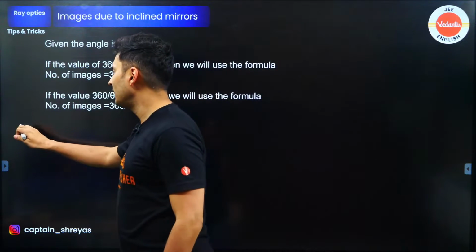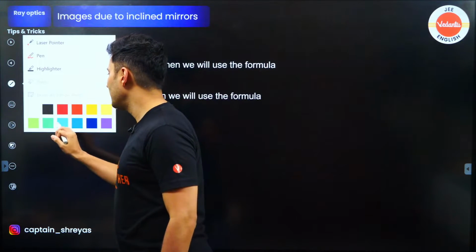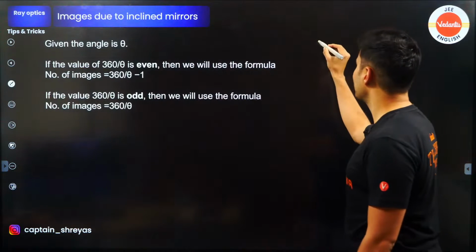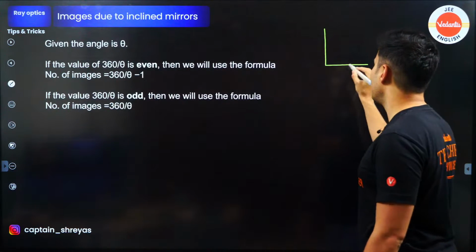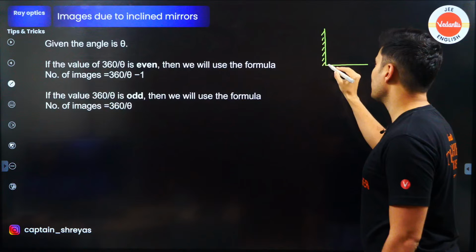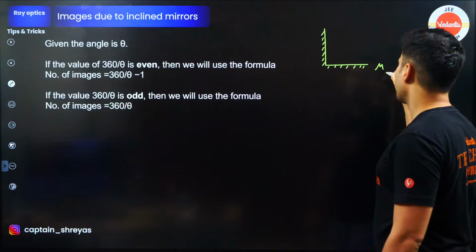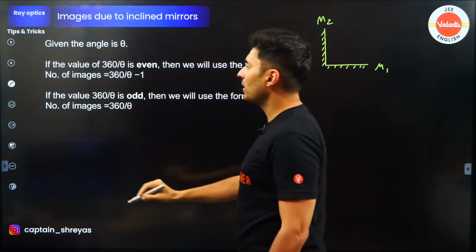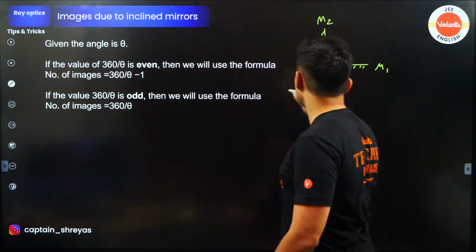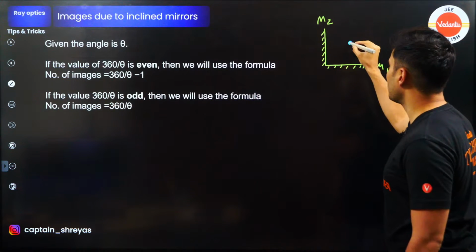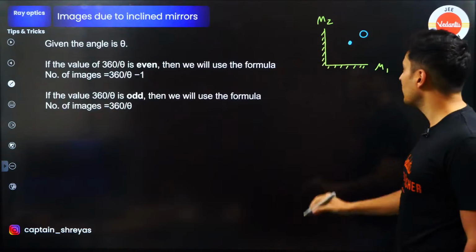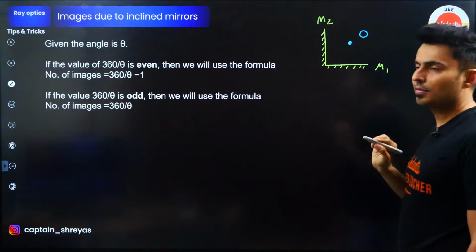For example, my dear students, let us say one mirror is here, one mirror is here. This is mirror 1, this is mirror 2. And let us say there is an object placed over here. I want to see how many images are formed.